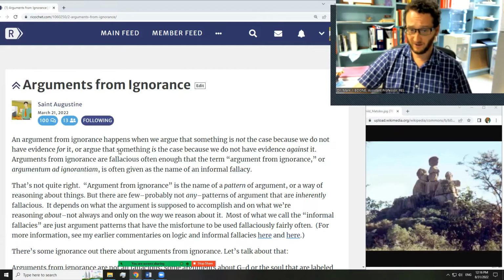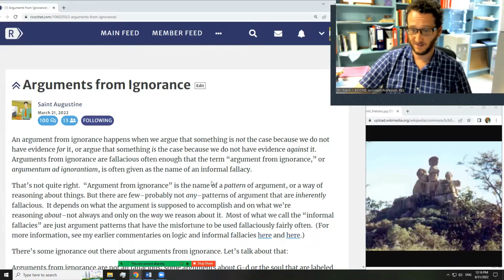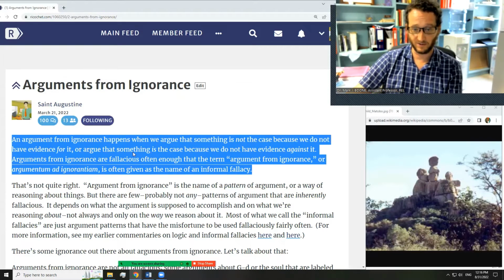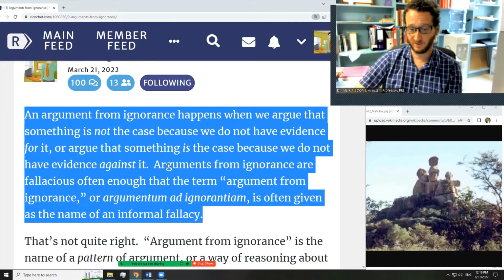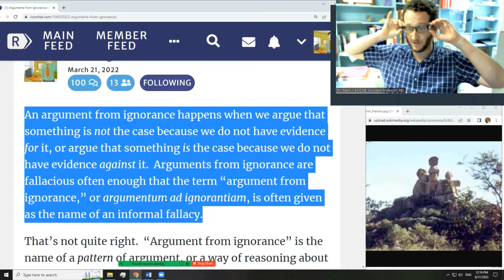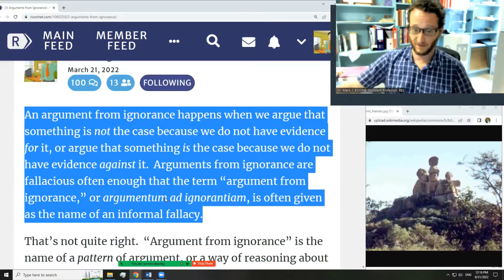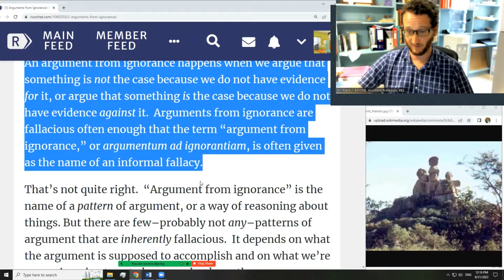So an argument from ignorance happens when we argue that something is not the case because we don't have evidence for it, or argue that something is the case because we don't have evidence against it. Arguments from ignorance are fallacious often enough that the term argument from ignorance, or Latin argumentum ad ignorantiam, is often given as the name of an informal fallacy. Now, that's not very precise.